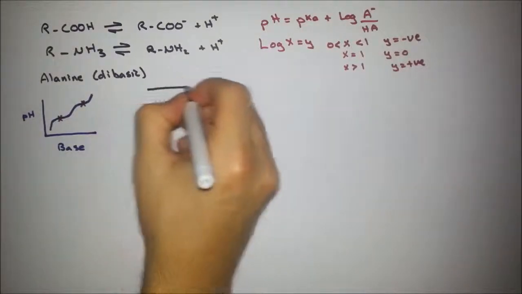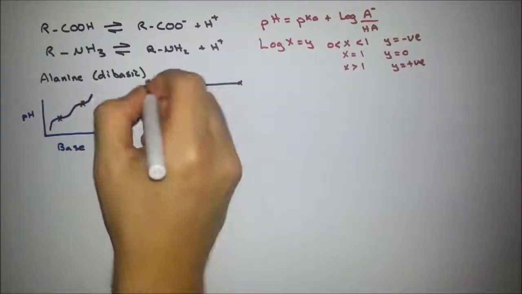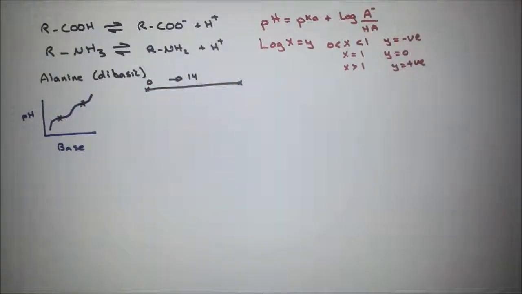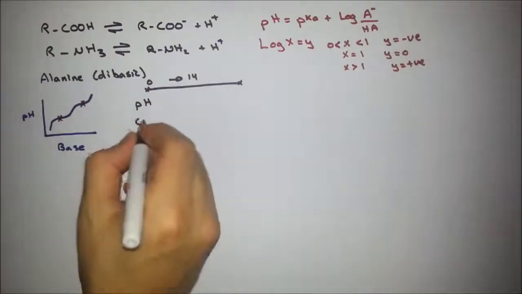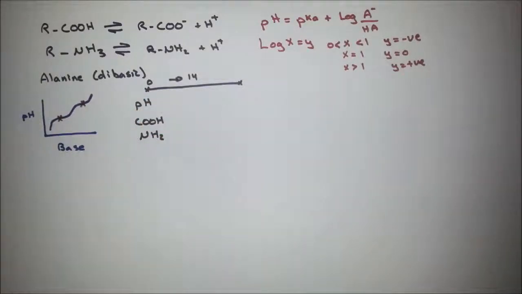Let's say we have a pH scale where 0 is at the left and moving right will be heading to 14. Now we'll see at different pH values what will be the state of the titratable groups, and what I mean by this state is, are they protonated or deprotonated?